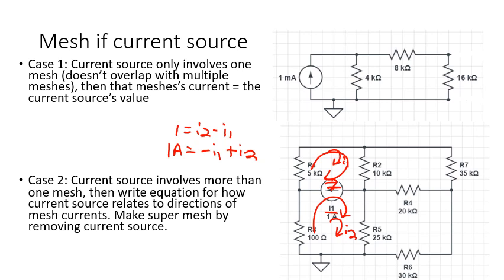Similarly, in my first example, when I had I1 like this, it was going in the same direction as this current source through that branch. But if I make that current source go the other way, go down, then that would mean for this equation, I1 would equal negative 1 milliamp. So you do have to be careful with your signs.